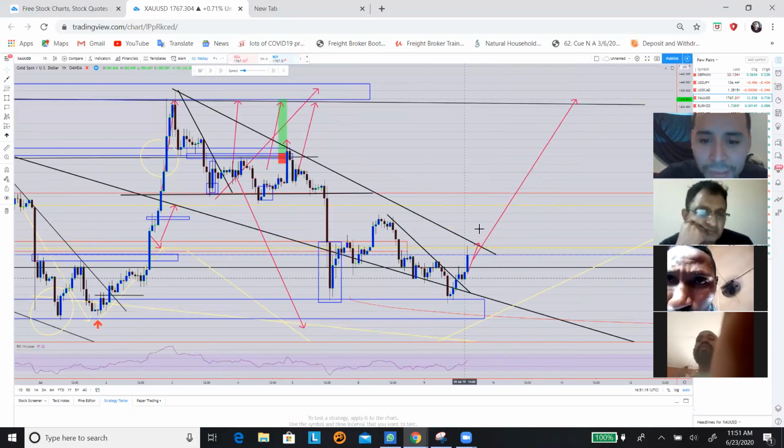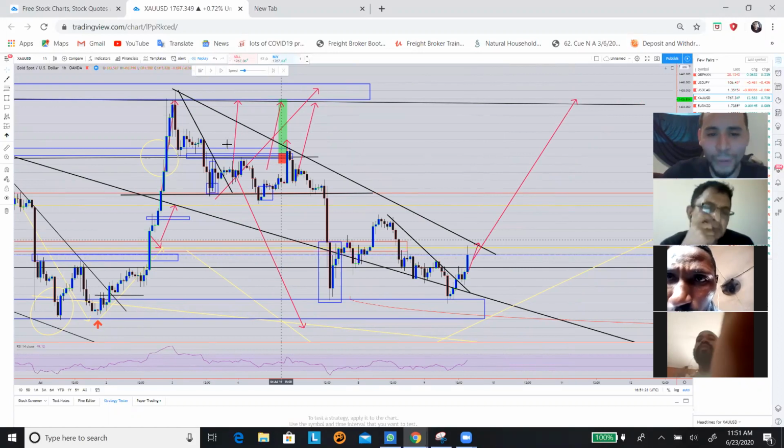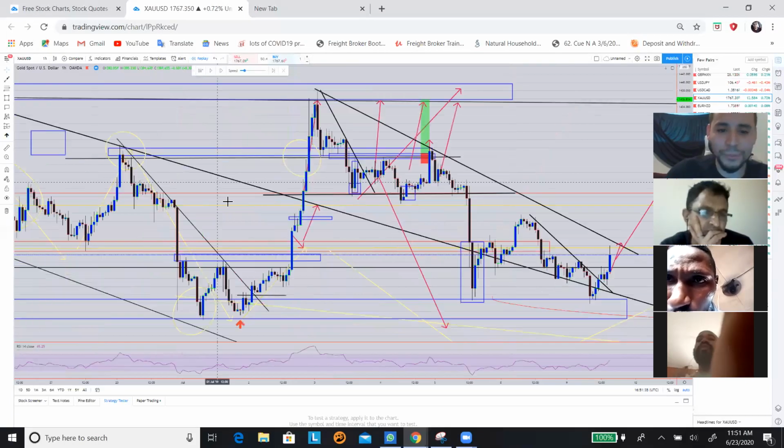Boom. Now what do we wait for? A break, then a retest. Break the trend line. Let's wait for a break, because our initial move is all the way up to here because we want this thing to break out already. I want this to break, because I know if it breaks, it's gonna be a massive move.